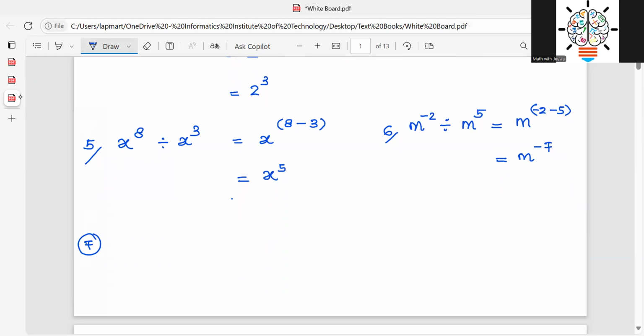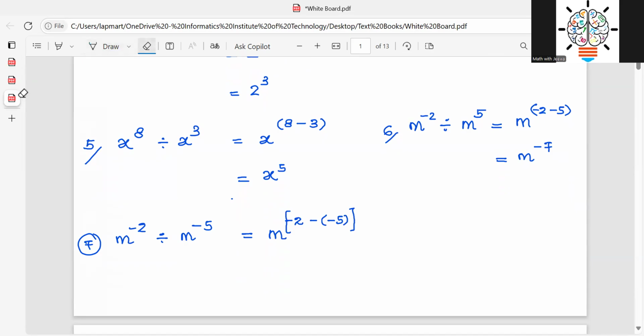Let's say you had something like this: m to the power -2 divided by m to the power -5. Now what should you do? You write the same m here, and then you write that you want to deduct -5 from -2. You deduct what? -5. In that case, you use the box bracket like this. Hope it is clear. Right?